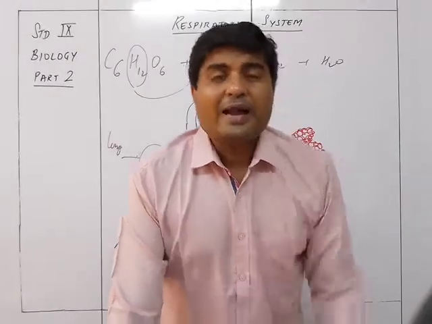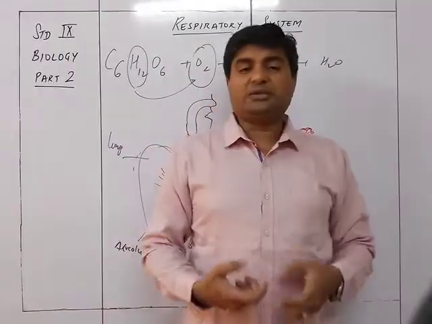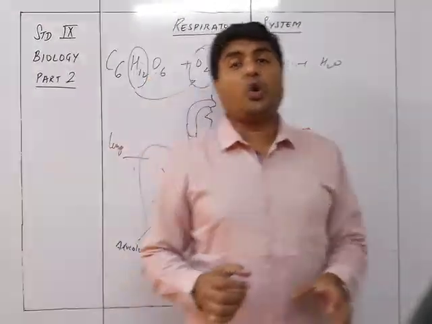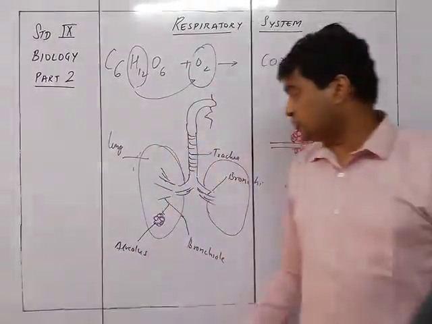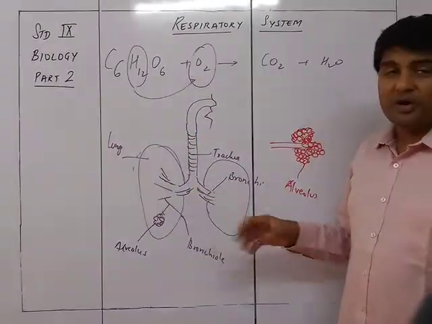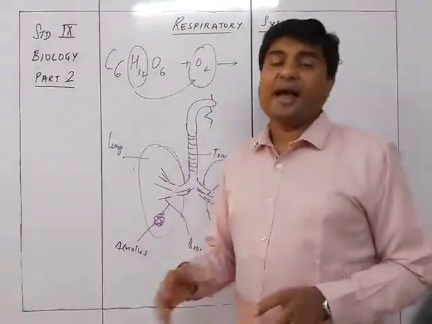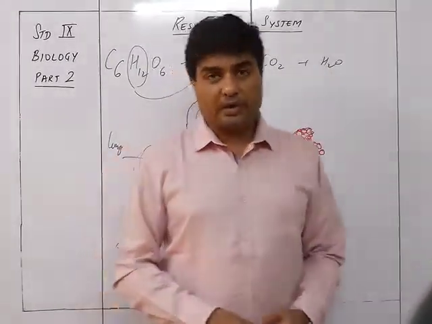So the C-shaped cartilage in the trachea, the same thing is going to continue not only in the trachea but also in the bronchi and the further secondary and tertiary bronchi.